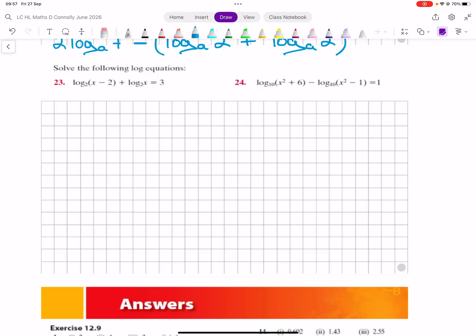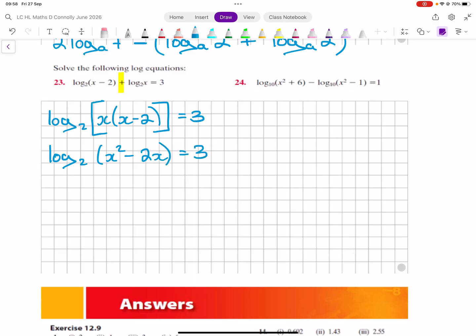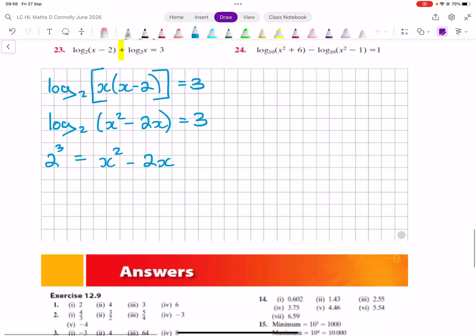Okay, and then these two, oh, these look grand. So the plus will be a multiply. So log to the base 2 of x times x minus 2 equals 3. Log to the base 2 of x squared minus 2x equals 3. The variable is in the argument. So 2 cubed equals x squared minus 2x. What's that, 8? Equals x squared minus 2x.